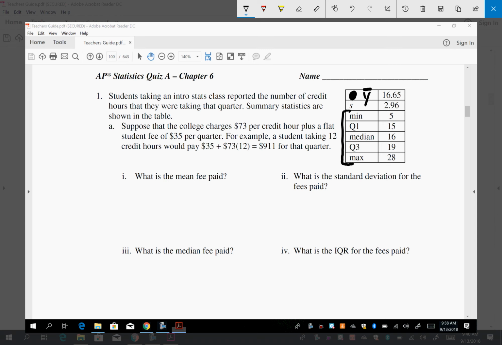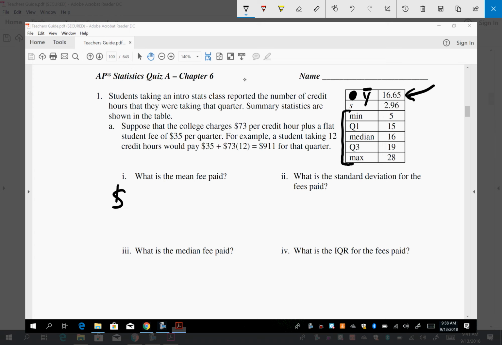All right. Now, it says, for this college, and I wish it was this cheap, guys, but it isn't, they charge $73 per credit hour, plus a fee, no matter how many hours you take, of $35 a quarter. So even if you take 3 hours, you still get charged that $35 fee. If you take 25 hours, still get charged $35 fee. Now, if 16.65 is the mean, the average credit hours, what is the average fee that students are going to pay to go to school at this college for 1 quarter?